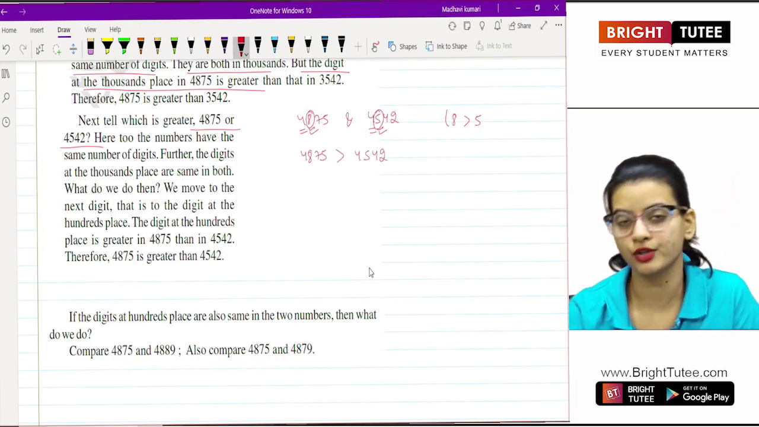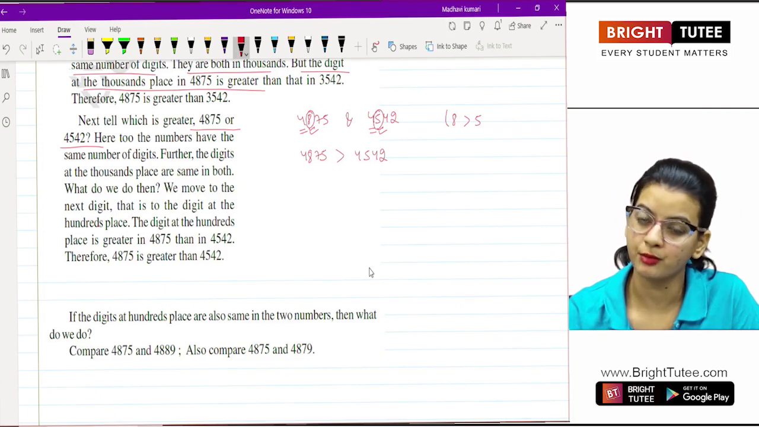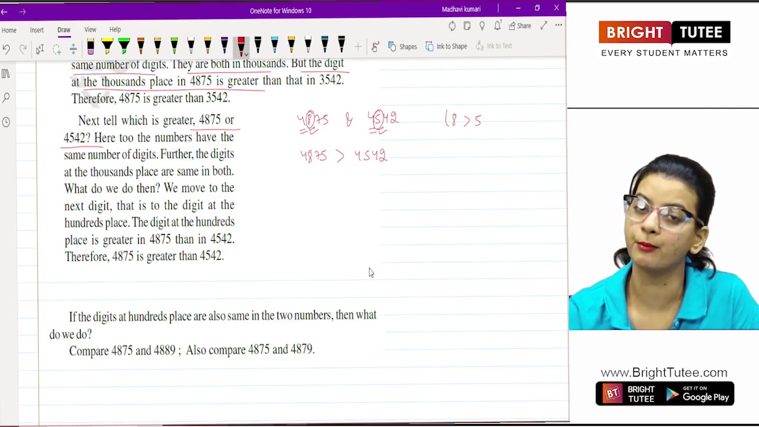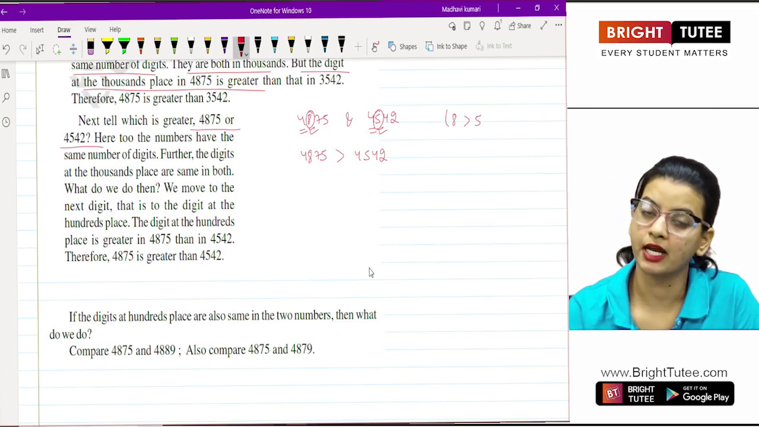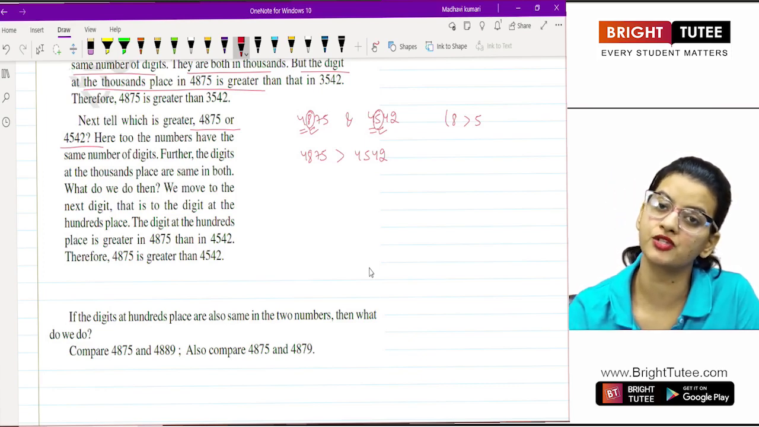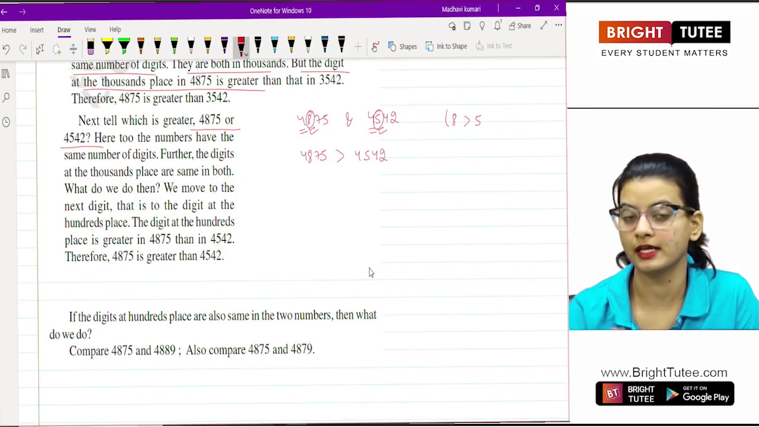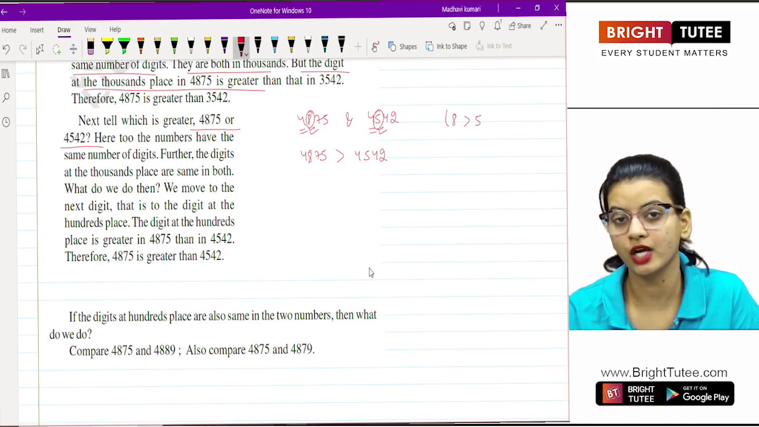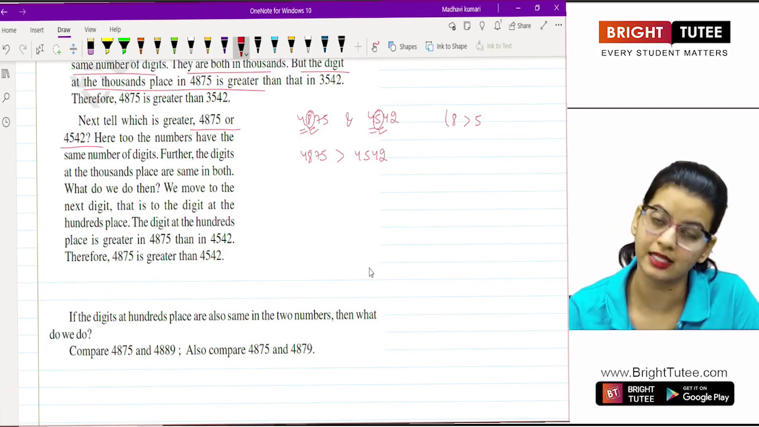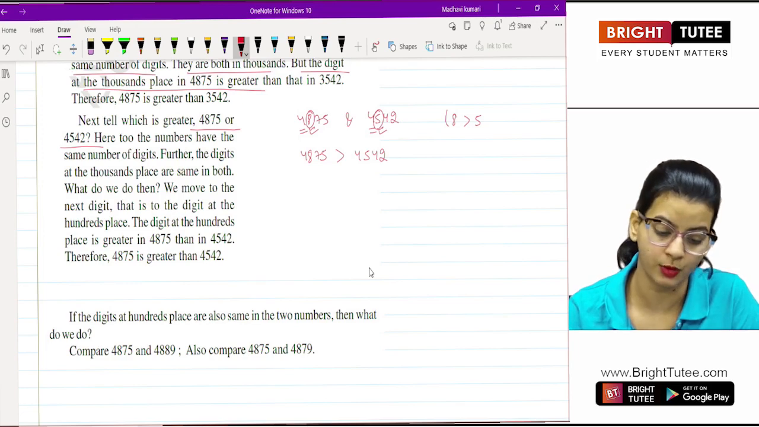Normally, if we have the same number of digits in both numbers, we keep comparing the digits in the different place values. We compare the digit in the greatest place value, then the next smaller place value, then further next. We keep comparing those digits and then find out which number is greater and which number is smaller.